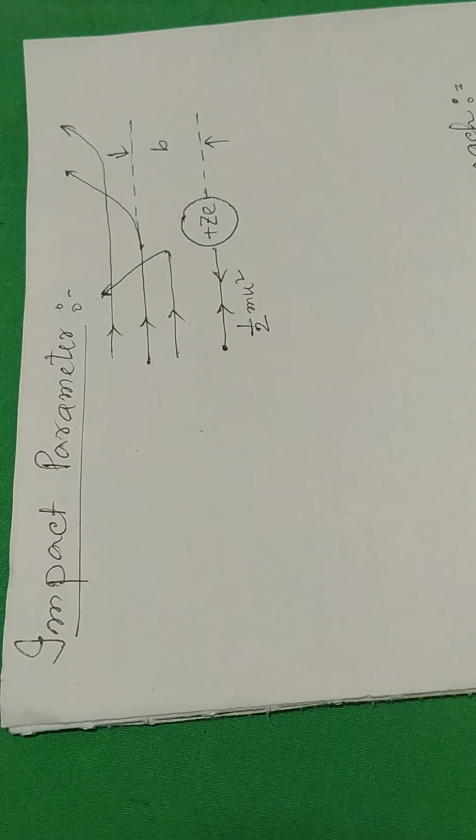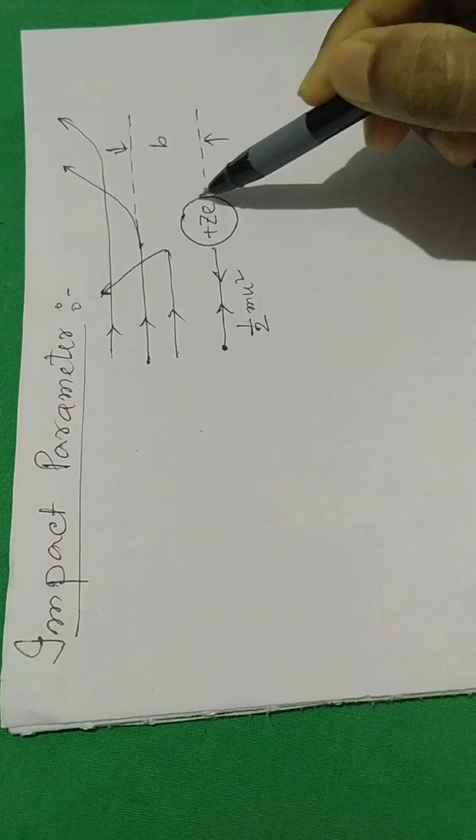What is the statement of impact parameter? It is defined as the perpendicular distance of the initial velocity of the alpha particle from the central line of the nucleus when the particle is far away from the nucleus of the atom.